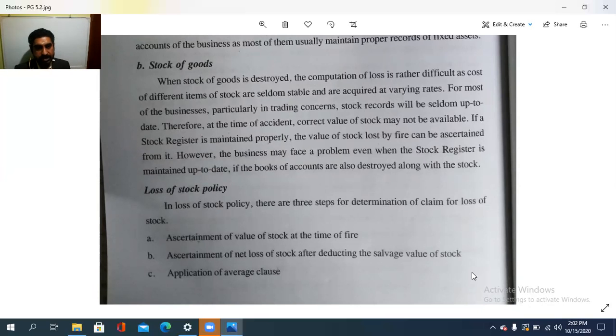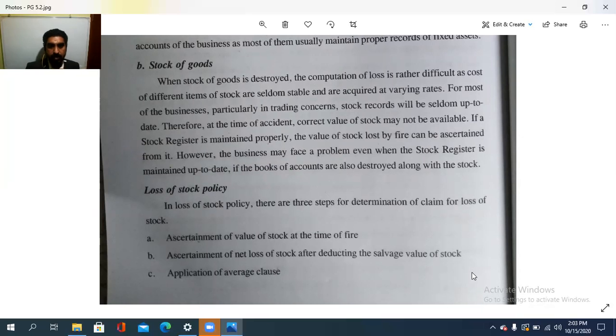Then loss of stock policy. In the loss of stock policy, there are still 3 steps for determination of the claim for loss of stock. Ascertain of the value of the stock at the time of fire. തീ പിടിച്ച സമയത്തുള്ള സ്റ്റോക്കിന്റെ വാല്യൂ അസർട്ടൈൻ ചെയ്യുക. Ascertainment of the net loss of stock after deducting the salvage value of the stock. Scrap value of the stock. സ്റ്റോക്കിന്റെ സാൽവേജ് വാല്യൂ അല്ലെങ്കിൽ സ്ക്രാപ്പ് വാല്യൂ ഡിഡക്ട് ചെയ്തതിന് ശേഷം എന്തുമാത്രം നഷ്ടപ്പെട്ടു എന്നുള്ളത് നോക്കുക. പിന്നെയോ application of average clause. So what is an average clause? We will look into it later. So these are the 3 steps in case of loss of stock policy.